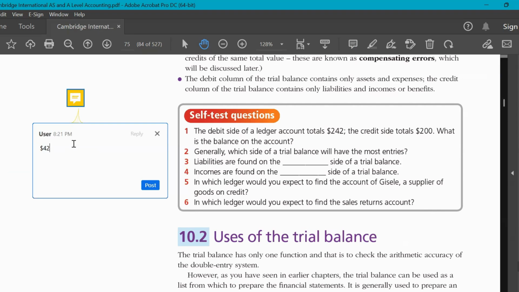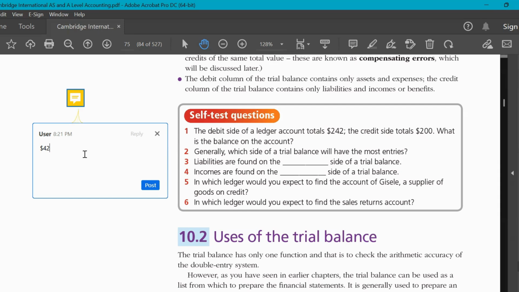So why 42? What's the reasoning for that? Because in double entry bookkeeping, whichever side is bigger will determine the balance. Now that the debit is bigger than the credit by 42, the account carries on the debit side. It only means that this 42 represents either an asset or an expense, since those normally sit on the debit side.